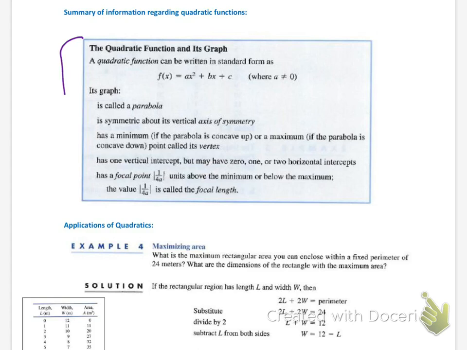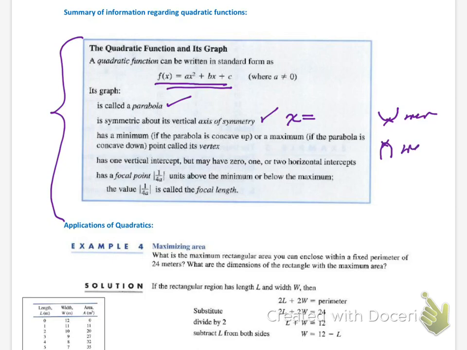Okay, this little chart is a nice summary of what we've gone over so far. Here is your standard form. We have the word parabola. We know that the parabola is symmetric, which means it's the same on either side of the vertical axis of symmetry, and that's going to be an x equal line. It has a minimum if it's concave up. So if it's concave up, you have a minimum right there at that vertex. You have a maximum if it's concave down. And those points of the max and min are called the vertex.